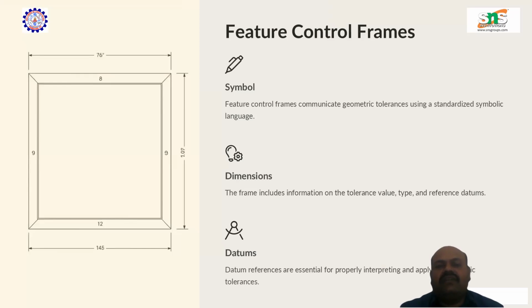So, feature control frames. Feature control frames communicate geometric tolerance using a standardized symbolic language. The frame includes information on the tolerance value, type, and reference datum. Datum references are essential for properly interpreting and applying geometric tolerance.